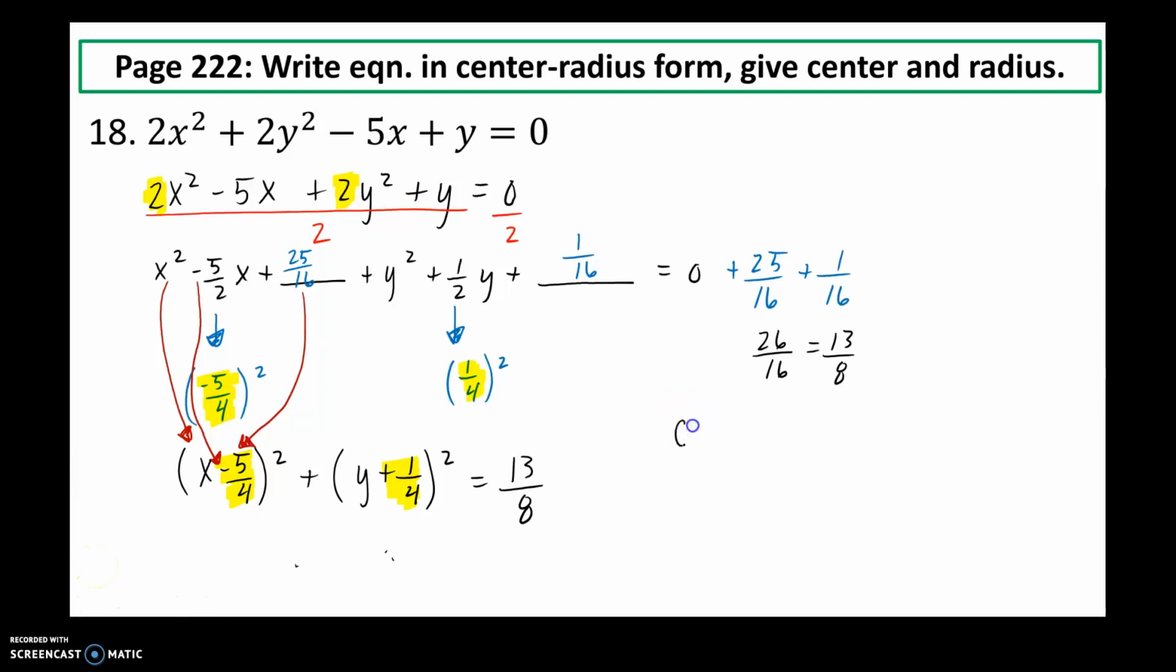So now to answer the question, the center is (5/4, -1/4) with a radius of the square root of 13/8. And you can leave it like that. There's no need to rationalize the denominator or simplify that square root of 8. So please see Teams for the rest of your assignment.